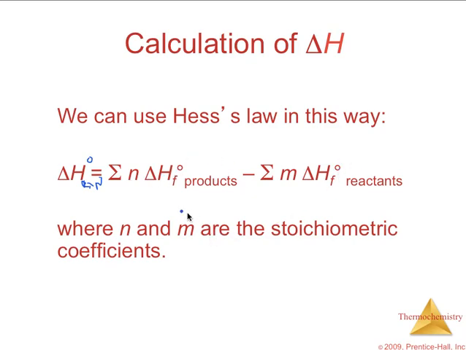at standard conditions. Okay, so delta H of the reaction is going to be equal to the sum of the number of moles times the delta H of formation standard of products minus the sum of the number of moles times delta H of formation of the reactants. N and M are the stoichiometric coefficients, meaning the coefficients in the balanced chemical equation that I'm using.